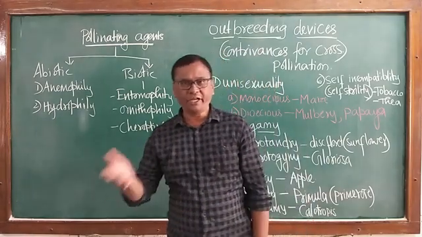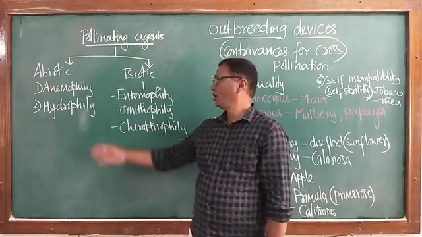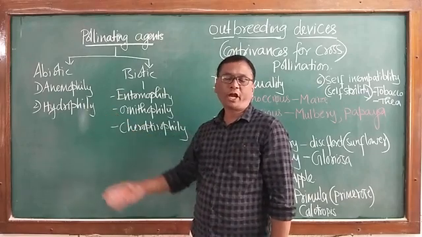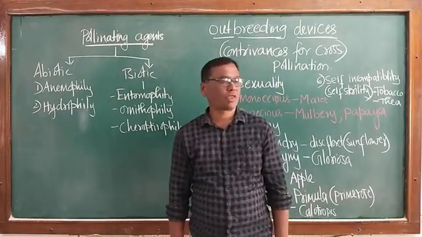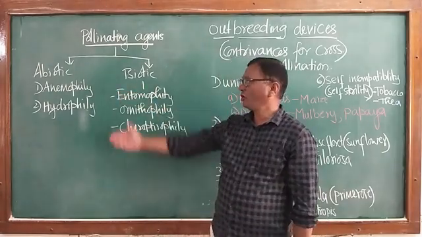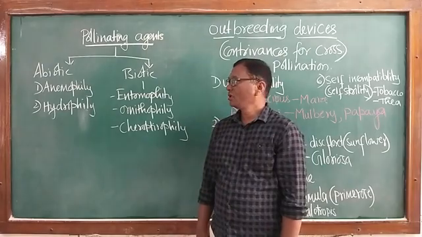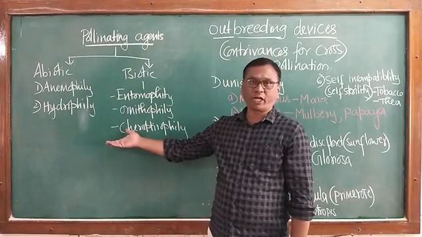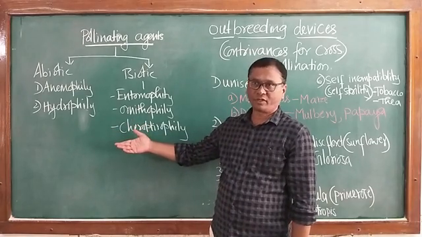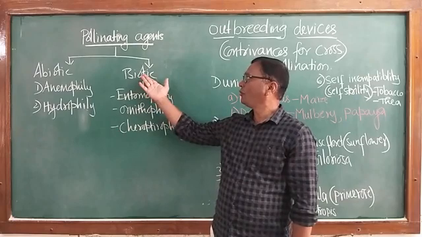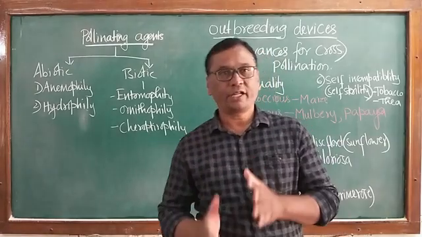We have discussed in detail anemophily, hydrophily, within hydrophily, hypohydrophily, and epihydrophily. The examples of all have also been studied in detail in the last period. And these are also the primitive types of pollinating agents. The other one, biotic agencies of pollination, we will discuss today.